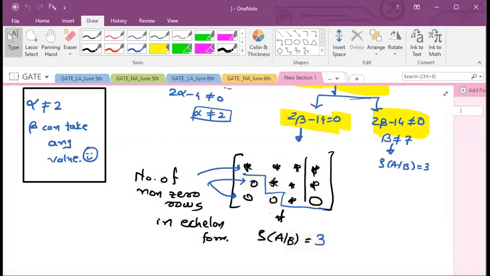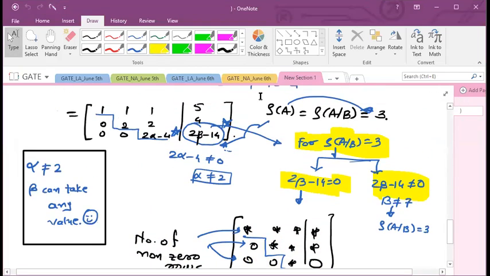So here, regardless of the value of this term 2 beta minus 14, either it is 0 or non-zero, we are going to get rank of A augmented B is 3, which is our condition. So here alpha is not equal to 2 and beta can take any value.